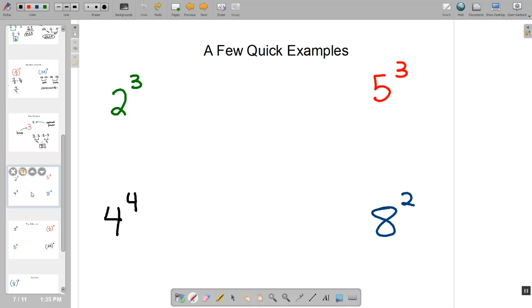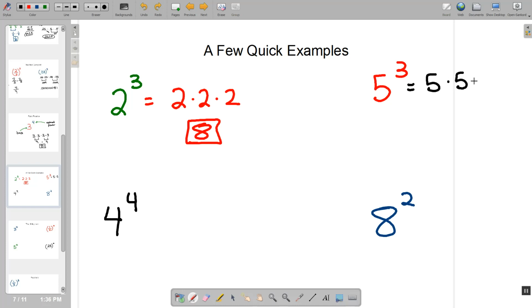Let's do a few quick examples. 2 to the third power would be 2 times 2 times 2, 3 times. That would be 4 times 2, which is 8. 5 cubed is equal to 5 times 5 times 5, 3 times. 5 times 5 is 25. 25 times 5, I think of this one as 5 quarters is equal to $1.25. So 25 cents times 5 would be $1.25.